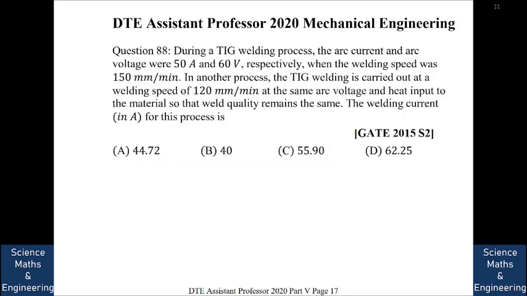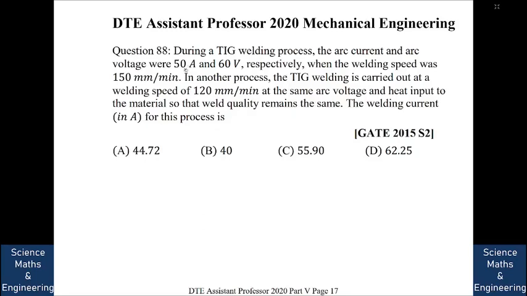So next question. During a TIG welding process, the arc current and the arc voltage are 50 ampere and 60 volt respectively when the welding speed was 150 millimeter per minute. In another process, the TIG welding is carried out at a welding speed of 120 millimeter per minute at the same arc voltage and the heat input to the material, so the weld quality remains the same. Now the welding current in ampere for this process is. So this is a problem from TIG welding.